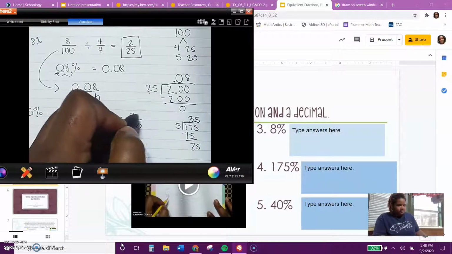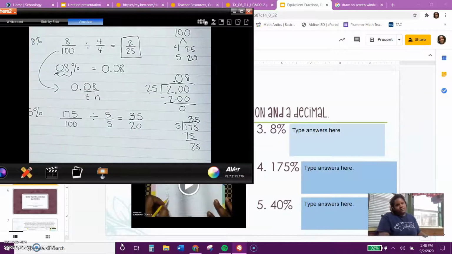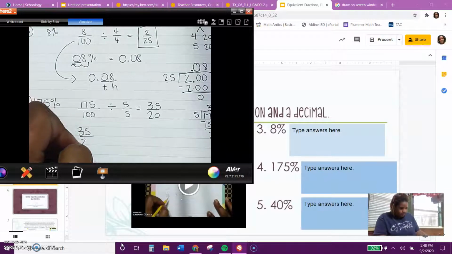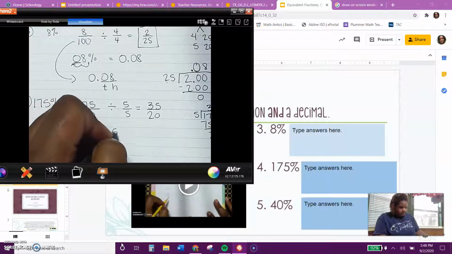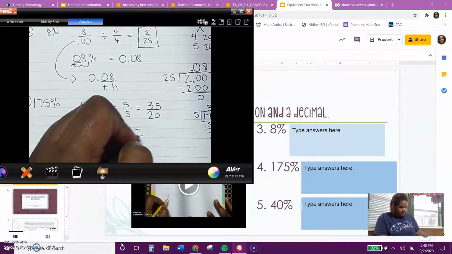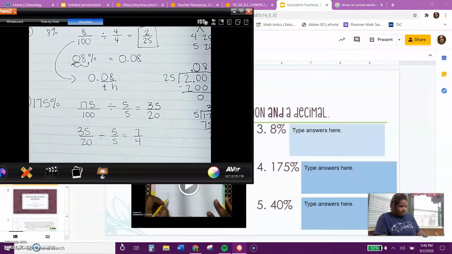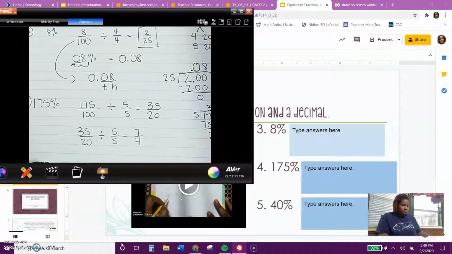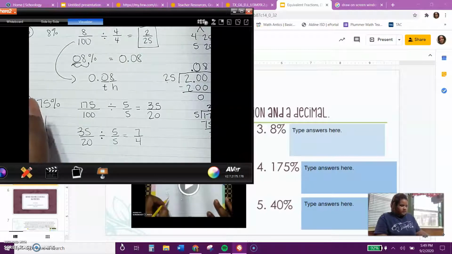35. Okay, and look, I can make that even smaller, so 35 over 20. I'm just going to keep going by 5. 7 over 4. So 175% is 7/4 as a fraction.